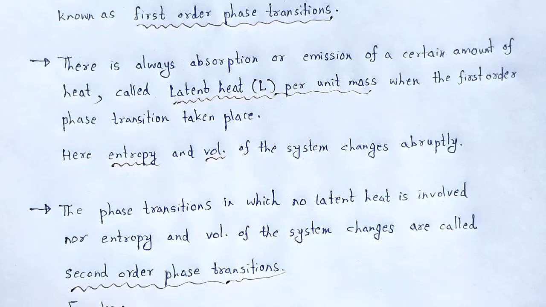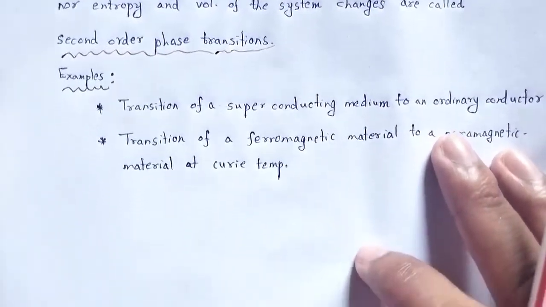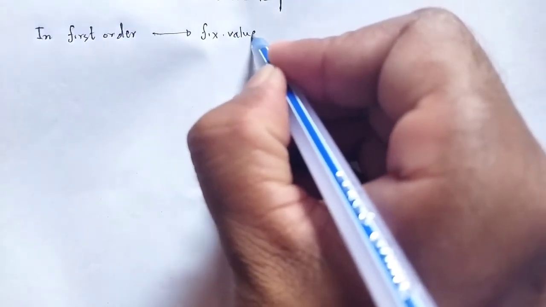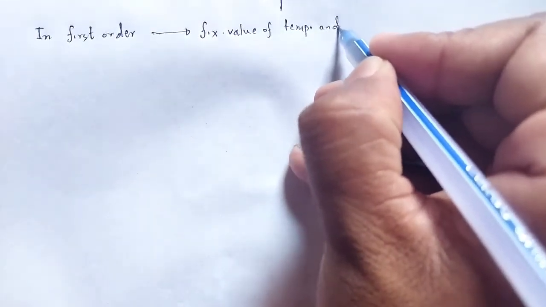Now, we mathematically show how these phase transitions occur. To show mathematically, in a first order transition, the change takes place at a fixed value of temperature and pressure. What happens in first order? In first order, the change takes place at the fixed value of temperature and pressure.